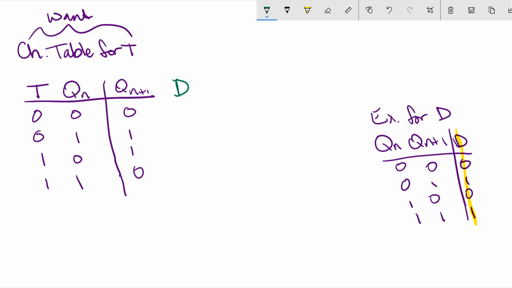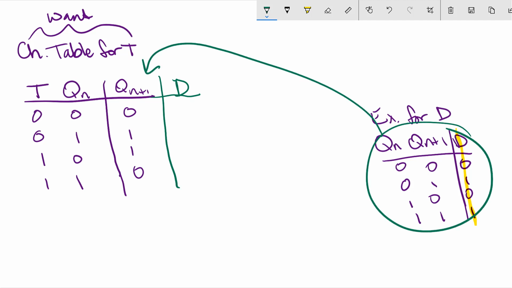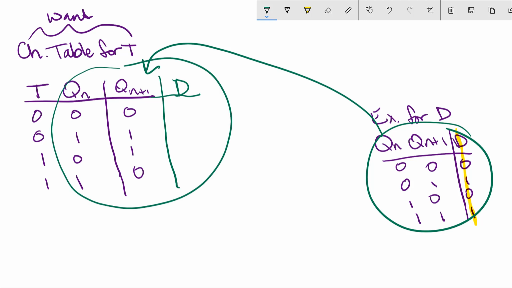Okay, so we're gonna have D right here. So basically we're taking this chunk of the table and we're transferring it to this side of the table. So what do we have? We have to look because this is in a different order. So this is 0, 0. So 0, 0 gives D is equal to 0. Now this one is Qn is 1 and Qn plus 1 is 1, so we're going to look at this entry. So that's going to give us D is 1. 0 and 1 gives us 1. And then 1 and 0 right here gives us 0.